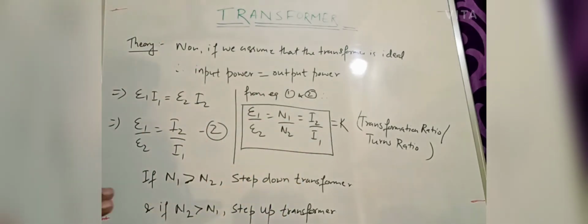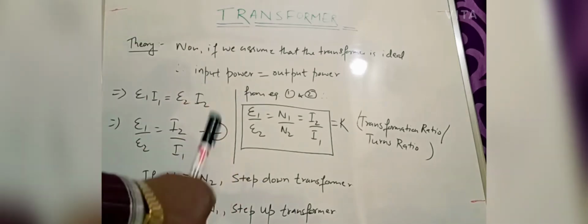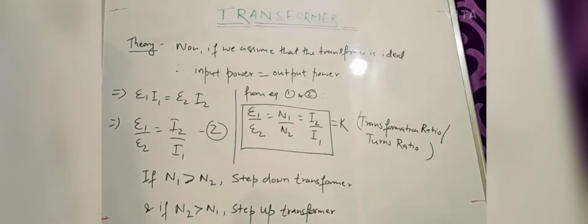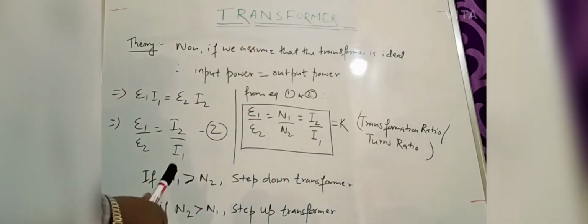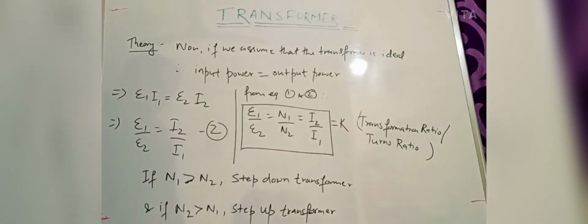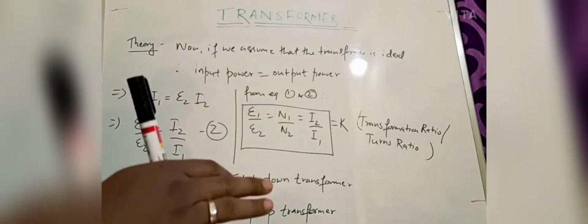Now the transformer is basically used for stepping up or stepping down the AC voltage, and that is done simply by the number of turns. N1 is the number of turns in the primary and N2 is the number of turns in the secondary. If N1 is greater than N2, the transformer is a step down transformer. It means the AC input voltage is high and the output voltage is low.